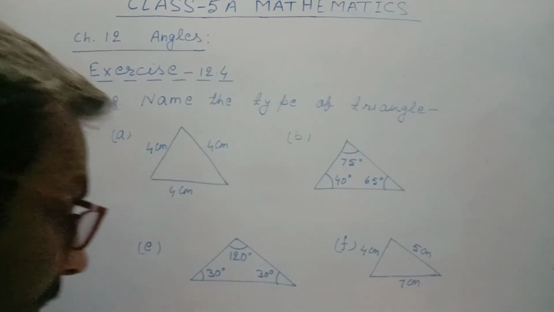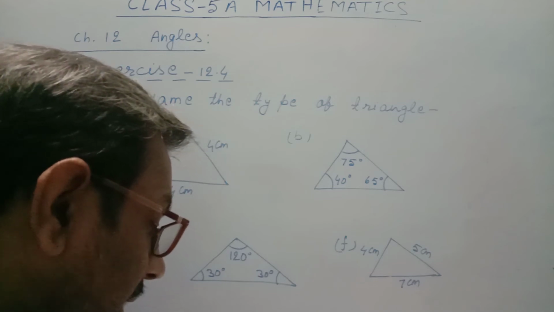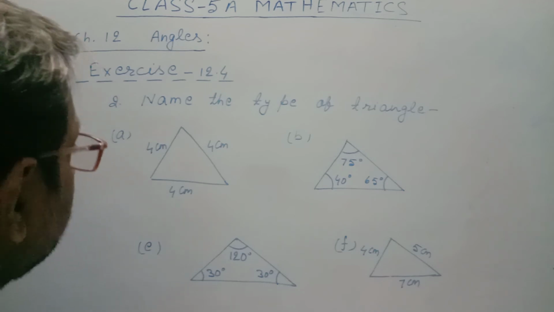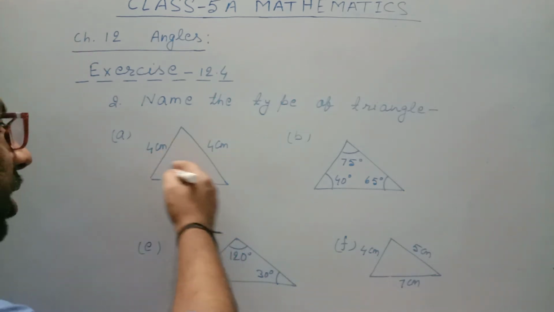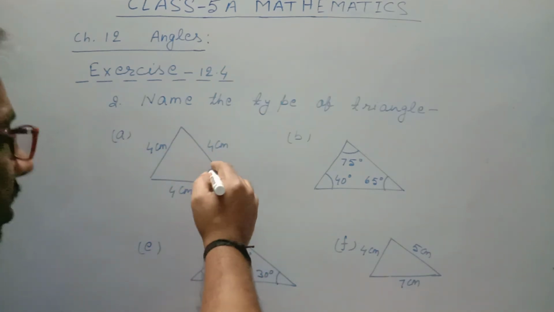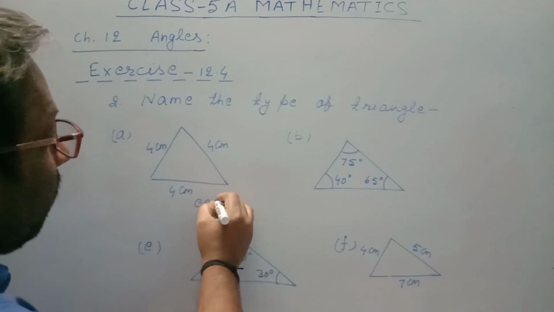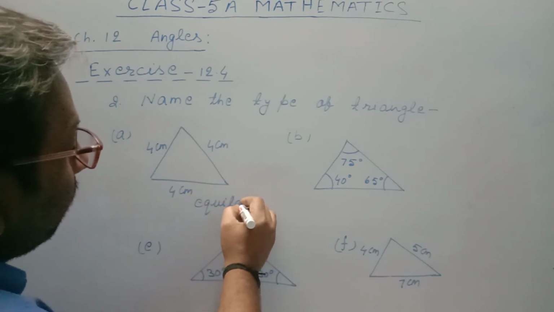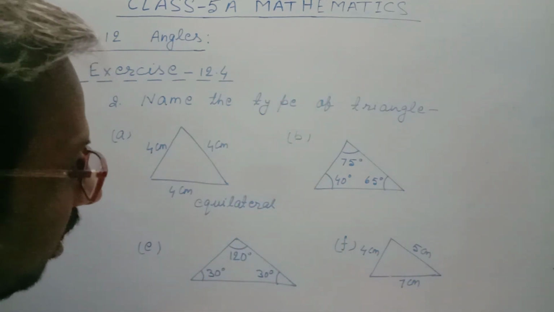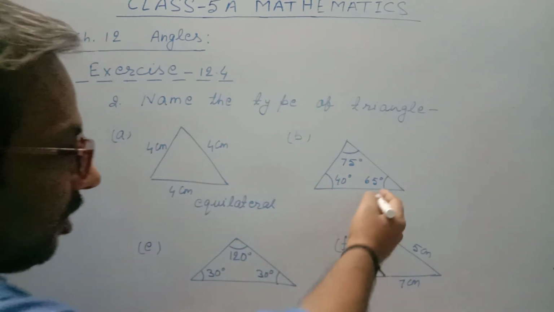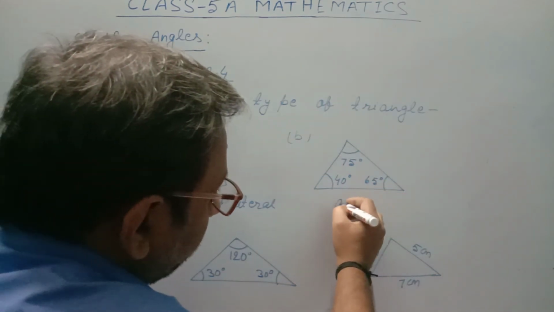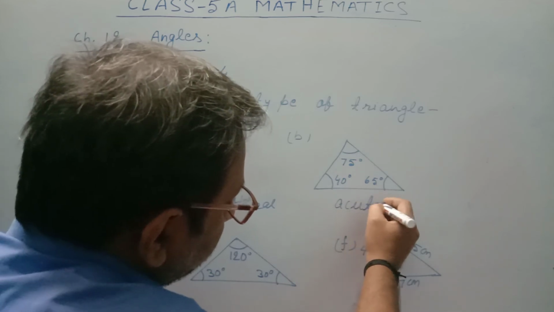In question number 2, you are asked to write the name of the type of the triangle in each of the following figures. In figure A, you are seeing these three sides are of equal measurement, that is 4 cm, 4 cm, 4 cm. All these three sides are equal in length, so this is an equilateral triangle. In figure B, three angles are given: 40 degrees, 65 degrees and 75 degrees. All these angles are less than 90 degrees. So this is an acute angled triangle.